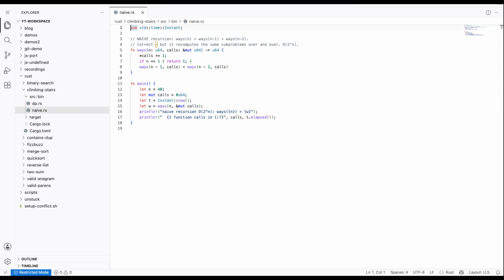The problem: you're climbing a staircase with n steps, and each move you take either 1 step or 2. How many distinct ways are there to reach the top? Sounds like a puzzle. It's actually a doorway into the most important technique in interviews.